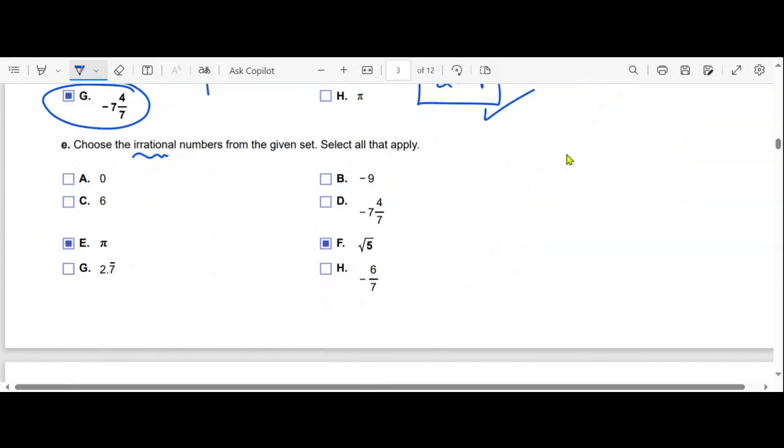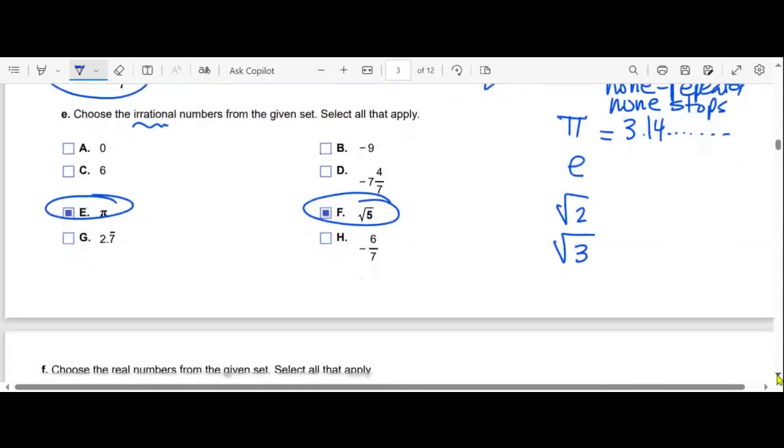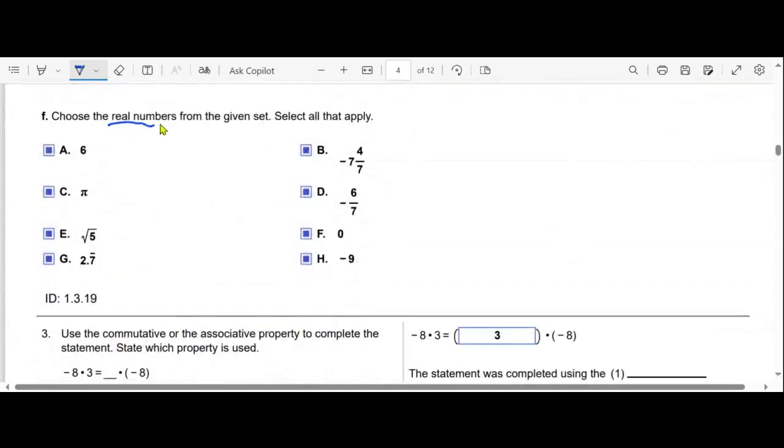We said an irrational number is like pi, right? E, square root of 2, square root of 3. Okay. So the number here 3.14, and the number is not repeated, non-repeated, and non-stop, right? So here square root of 5, square root of 2, square root of 5, pi here. Is this clear? Yeah. Move on. It's asking for the real numbers. All these are real numbers.